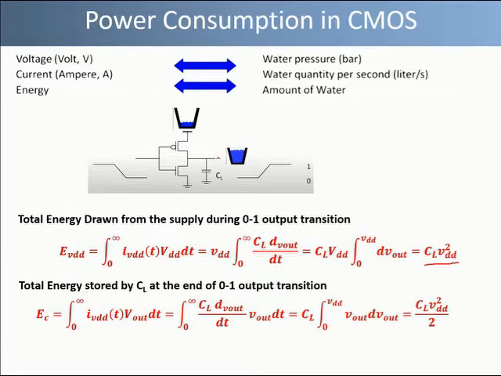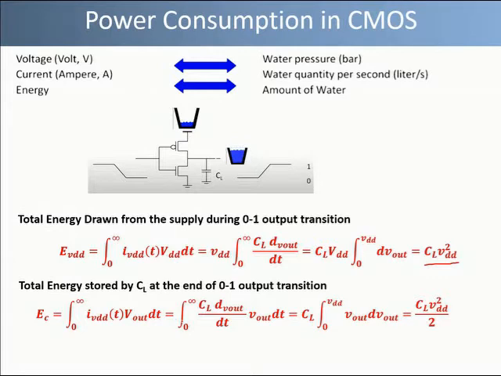The total energy stored by the capacitor at the end of this 0 to 1 output transition is equal to the integral of current times the voltage across the capacitor. And in a similar manner, placing the value of current through the capacitor, we can solve this integral and obtain the total energy stored by the capacitor at the end of this output transition is equal to CL times VDD whole square by 2.